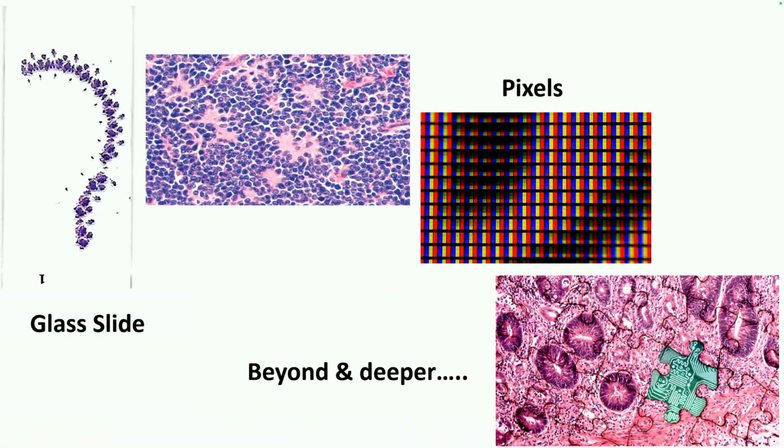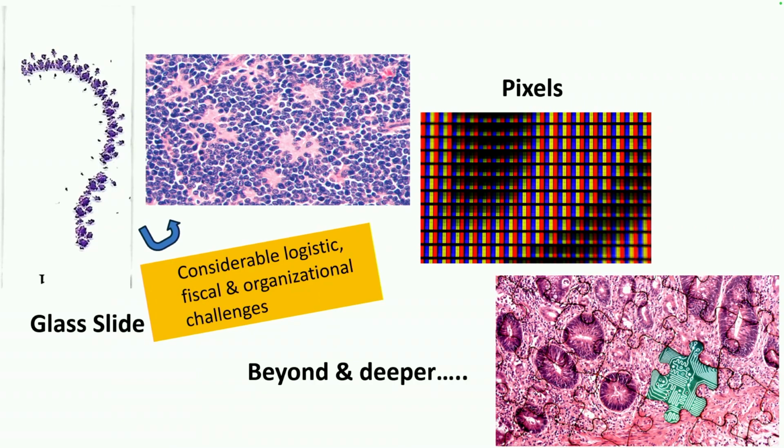When the pathologist sits at the microscope and offers a diagnosis, in addition, the pathologist also gives information about how this tumor is going to behave, that is prognosis, and how the tumor is going to respond to the treatment, that is prediction. This transformation from glass slide to virtual slide itself provides considerable logistic, fiscal, and organizational challenges. The virtual slide is basically a grid of pixels, and the unit of measurement of any picture is the pixel.